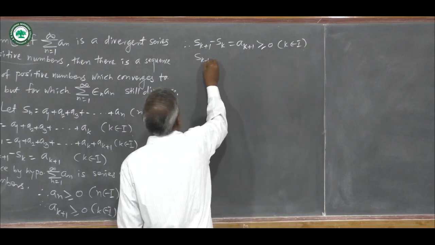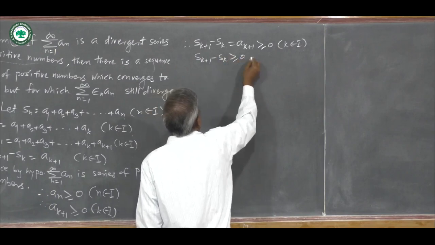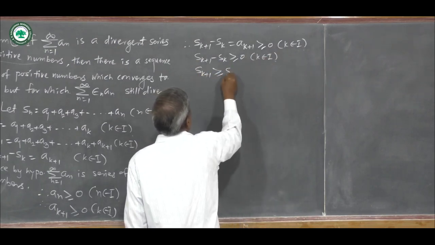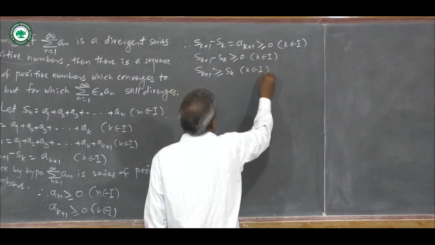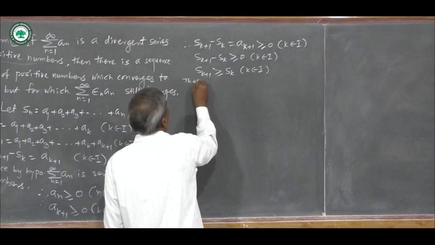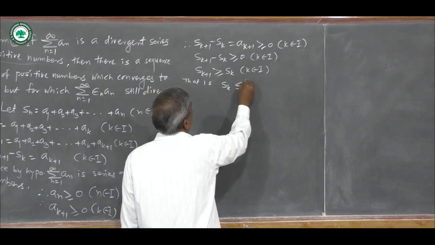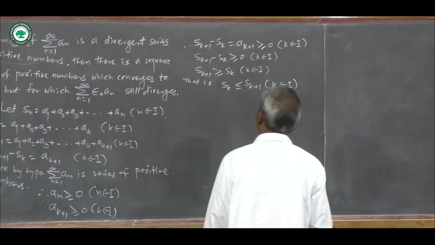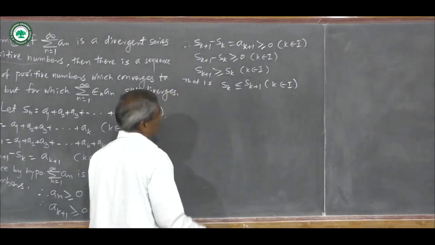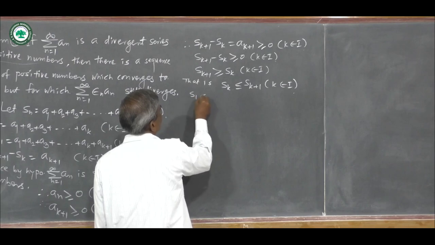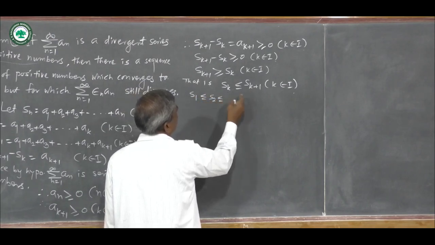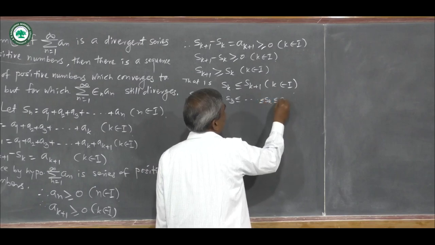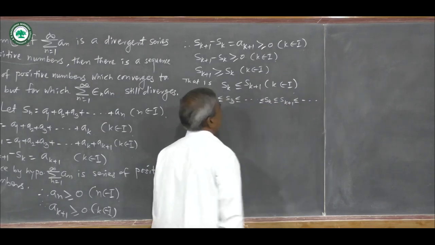That is, S_(k+1) minus S_k is non-negative for every k belongs to I. S_(k+1) is greater than or equal to S_k for all k belongs to I. That is, S_k is less than or equal to S_(k+1) for every positive integer k. That is, S_1 is less than or equal to S_2, S_2 is less than or equal to S_3, and so on, S_k is less than or equal to S_(k+1), and so on.